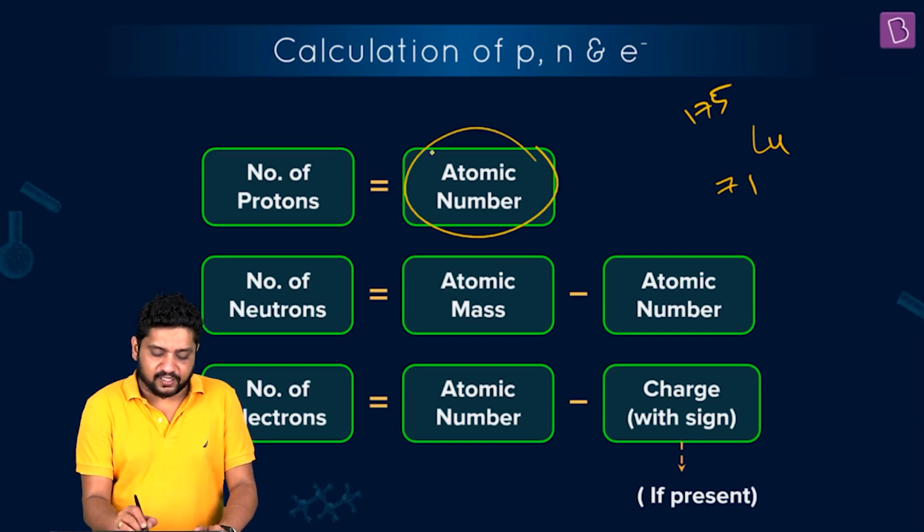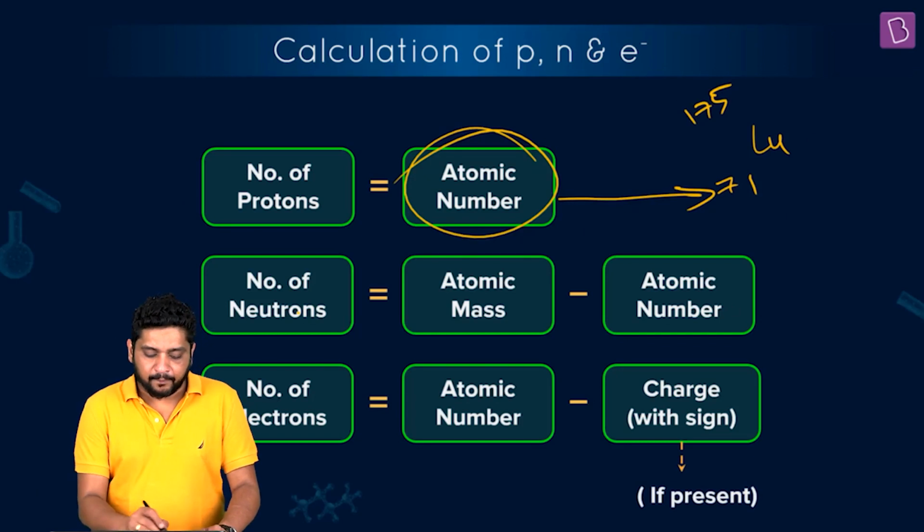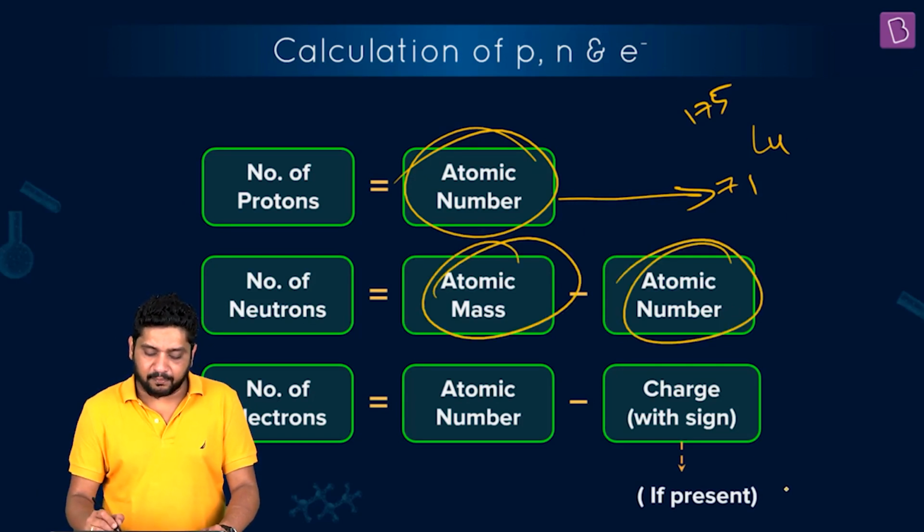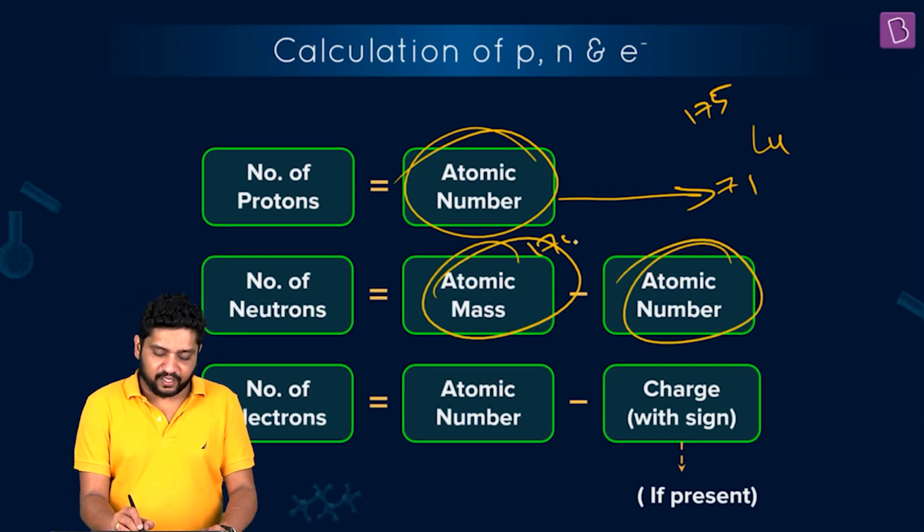So the number of protons is the same as the atomic number, which is 71. The number of neutrons will be the mass number minus the atomic number. So 175 minus 71 is what? 104, right? Easy calculation, right?